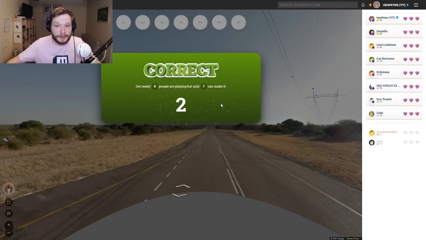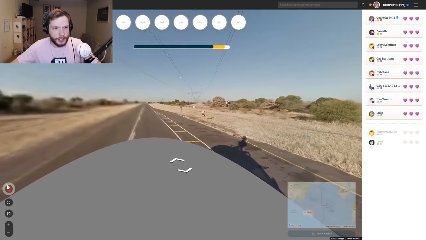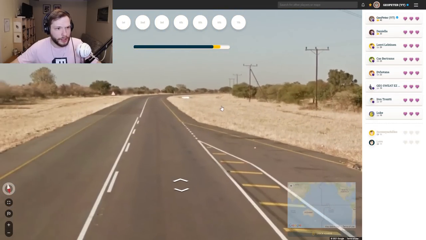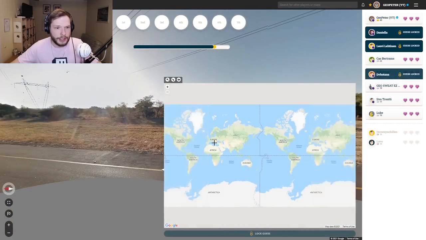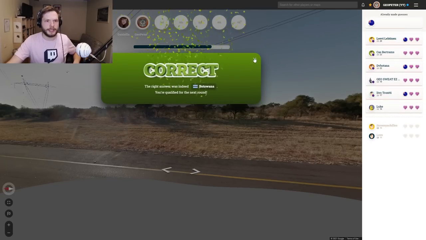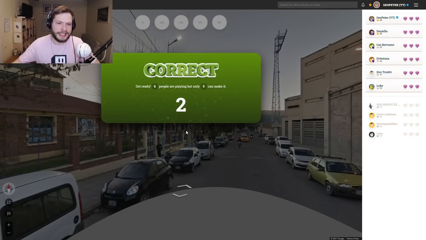Okay, next round. Two people were eliminated there. So with these road lines, my first thought is Southern Africa, right? Yeah, we are driving on the left side. Question is, this kind of feels like Botswana, right? Let's go with Botswana. Yes, it is. It is Botswana indeed.